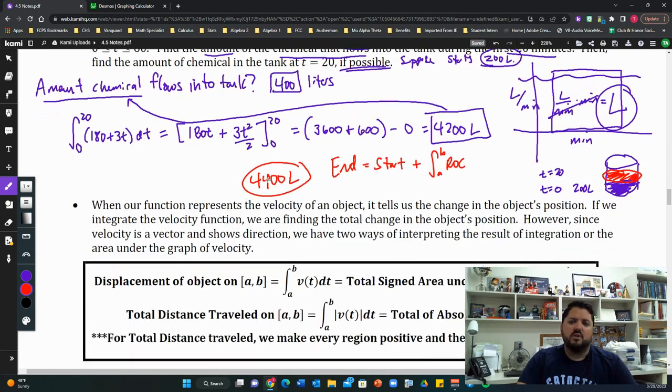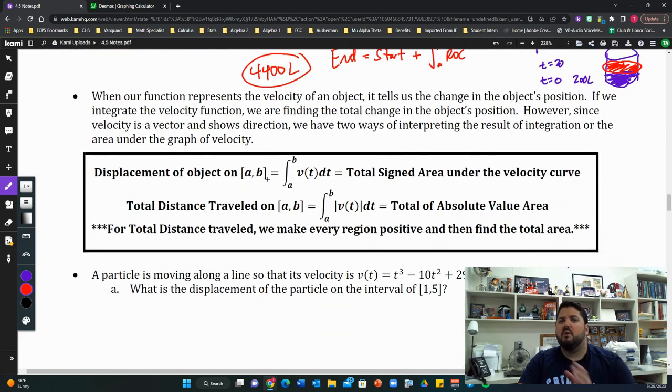Now, in certain situations, the net change theorem can be interpreted in an even slightly different way, and that is based on what the functions represent. For example, if our function represents the velocity of an object, then remember, velocity is telling us the change in an object's position. So remember, that's the whole idea. V equals change in position. So if we integrate the velocity function, we're finding the total amount of change in that object's position.